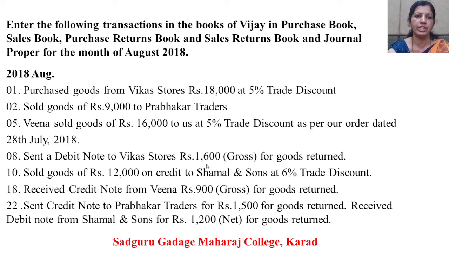Here we have to deduct trade discount, and discount is 5%. Calculate 5% of 1,600. 1,600 into 5 upon 100. 160 would be your 10%. What will 5% of 160 be? Next, calculate.